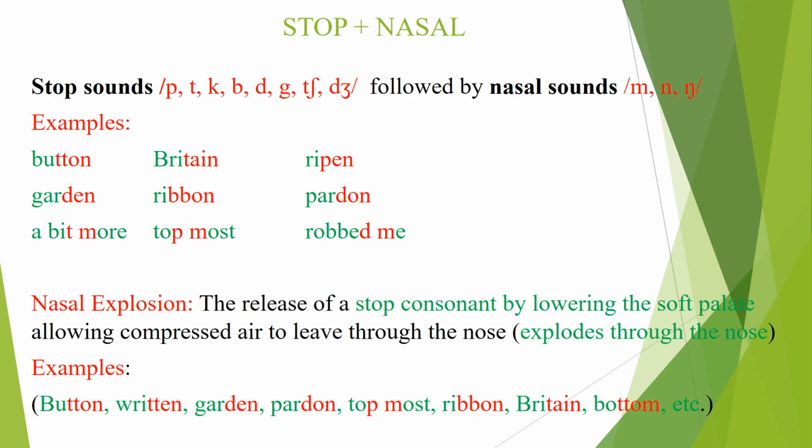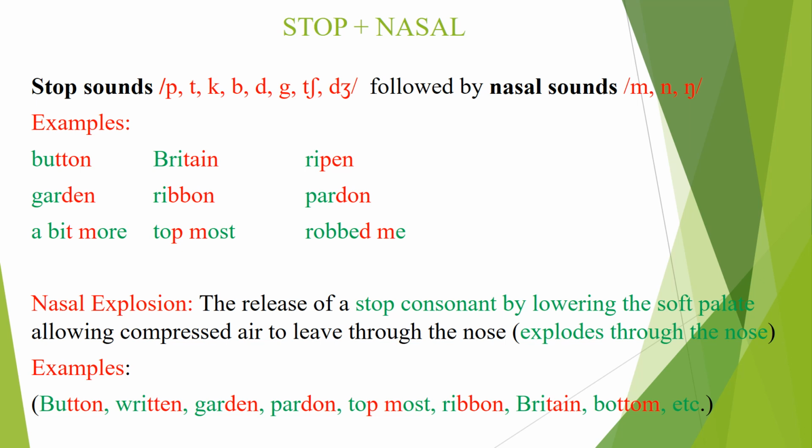In the production of a stop followed by a nasal, we always have something that is called nasal explosion. Remember that stop sounds are oral sounds, and in the production of an oral sound, the airstream leaves through the mouth. However, when a stop sound is followed by a nasal sound, now the release of air occurs from the nose. So when we pronounce ta followed by na, the airstream leaves through the nose. Button, button. Now you can pronounce ta and make the closure, and then you can release the air and let it go out through the nose.